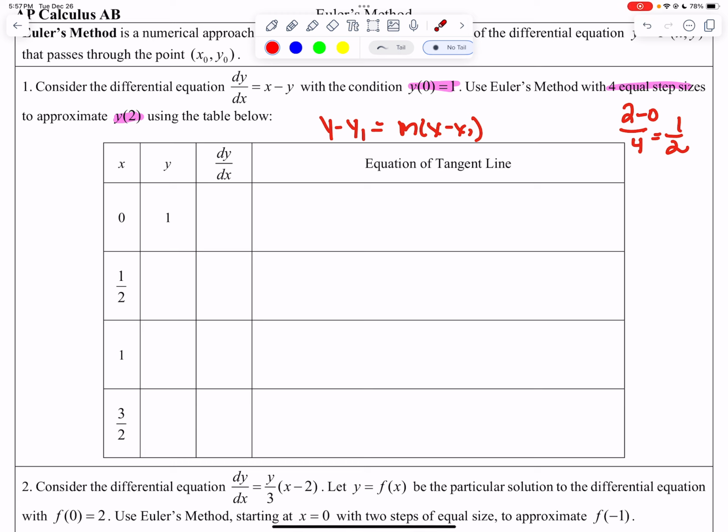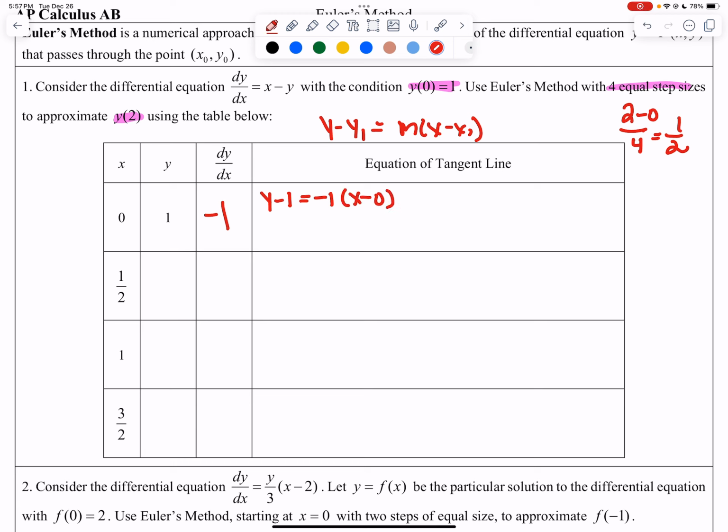All right. So we are already given that y sub 0 is equal to 1. So I know that x is 0 and then y is 1. What we're going to do is find the derivative based off of my differential equation. So x minus y, aka 0 minus 1 or negative 1. Once we do that, I have the point 0, 1, and then I have a slope of negative 1. So guess what? I could write the equation of a tangent line. So I have y minus 1 is equal to negative 1, x minus 0.